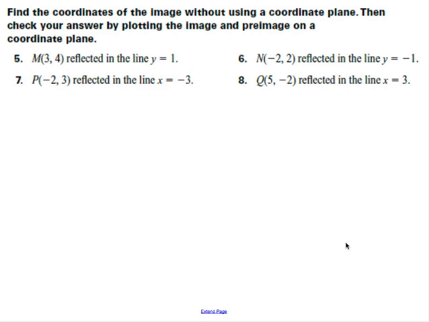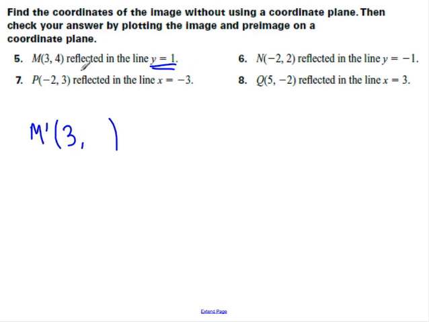The next thing we're going to work on is we're going to do the exact same thing, only without any help of the axes. So we're going to find the coordinates without a coordinate plane. So here's the idea, if we have the point M, it's going to become M prime. And if we're going to reflect over the line y equals 1, the idea is that your x coordinate is going to stay the same. Since y is a horizontal line, your x coordinate stays the same, your y is what's going to change.